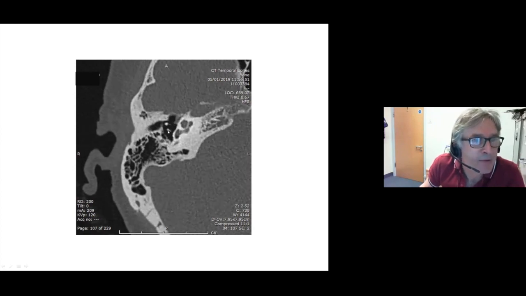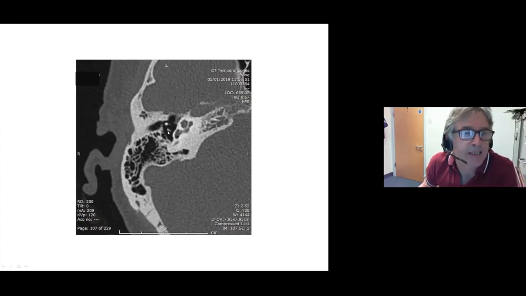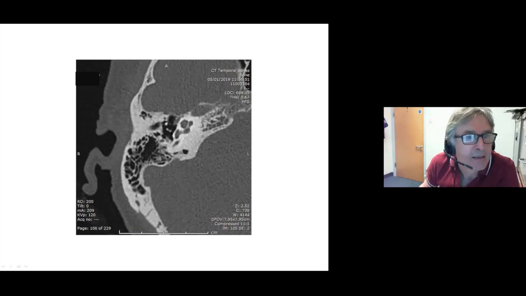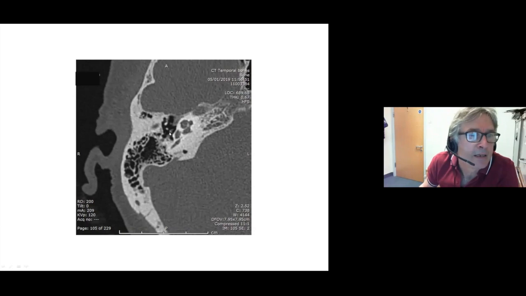Remember that at the tip of the long process, there's another little right-angled bend, a short little curve at right angles called the lenticular process. And it's that which articulates with the body of the stapes. So this is the lenticular process here, and then we're probably onto the body of the stapes just here. And then coming up towards the oval window, we have a posterior crus and an anterior crus.